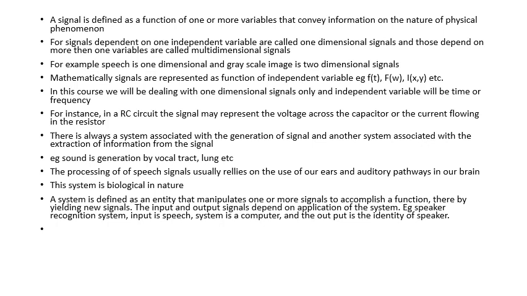A system is defined as an entity that manipulates one or more signals to accomplish a function, thereby yielding new signals. The input and output signals depend on applications of the system. For example, for a speaker recognition system, the input is speech, the system is a computer, and the output is the identity of the speaker.